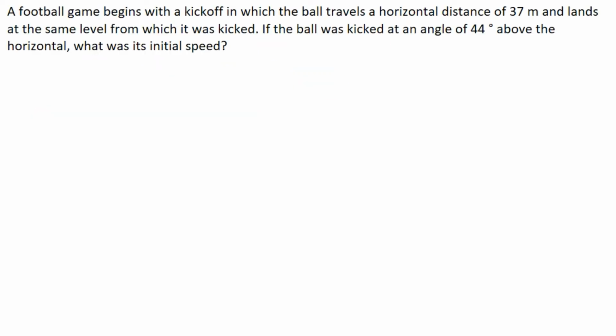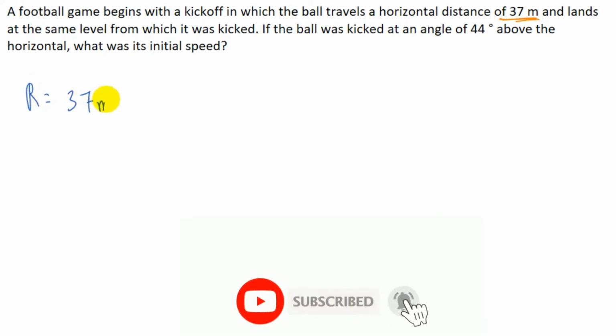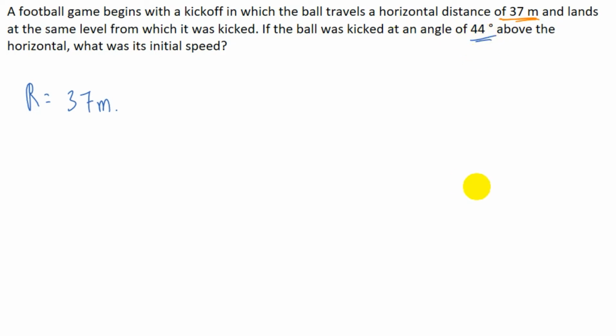So this is the example, and it says that a football game begins with a kickoff in which the ball travels horizontally 37 meters. So this is basically the range that we are given. Range we are given as 37 meters, and it lands at the same level. So we can use the expression that we have derived just now. If the ball is kicked at an angle of 44 degrees above the horizontal, what was its initial speed?